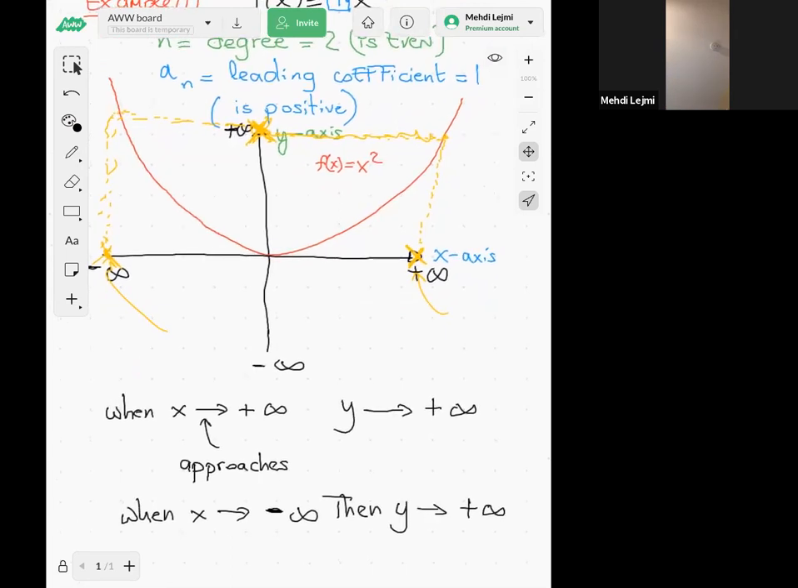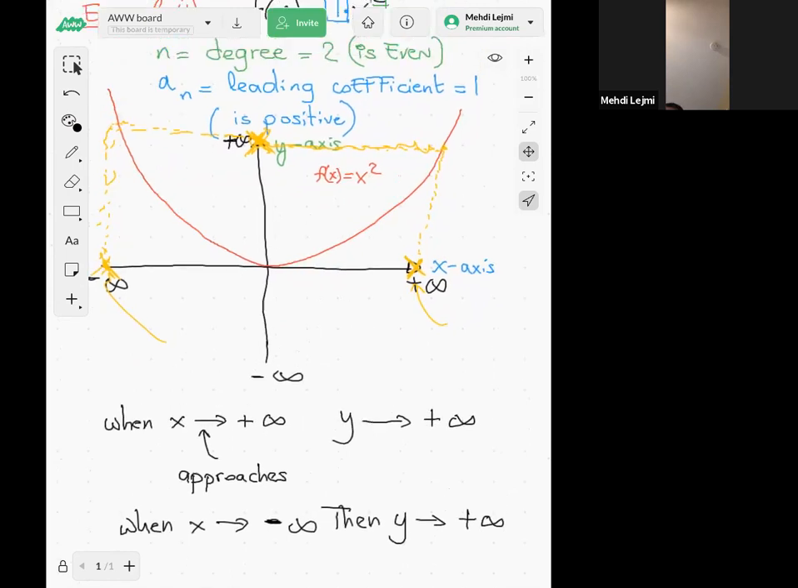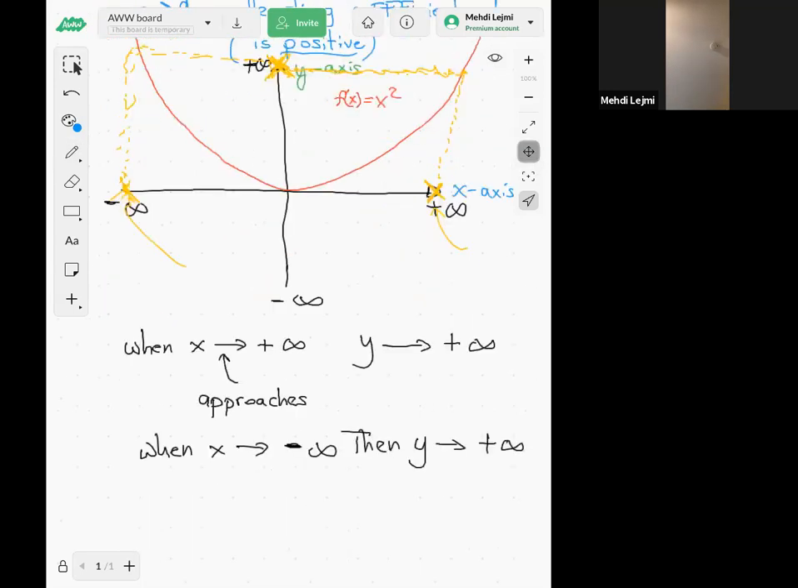And this is actually a general fact. Whenever the degree is even, like here, the highest power of x is even, and the leading coefficient is positive, then that's actually what we get at infinity. So this is in general.